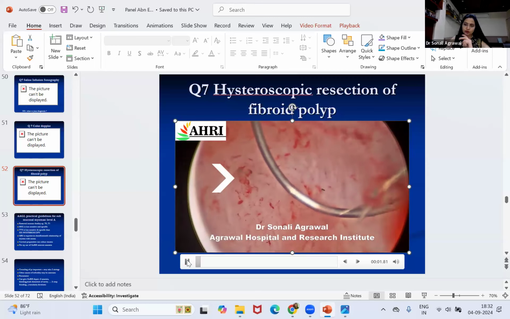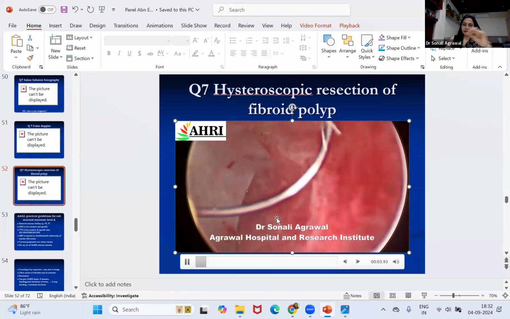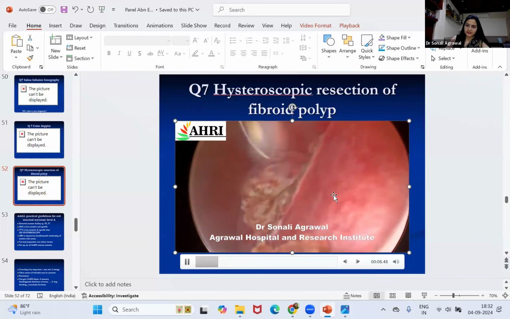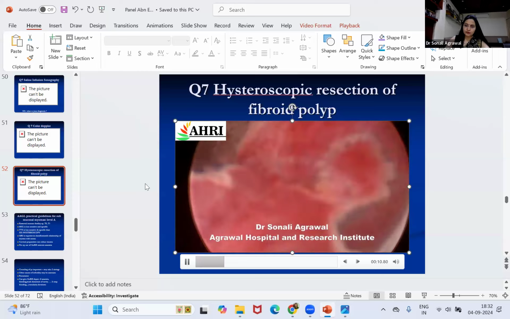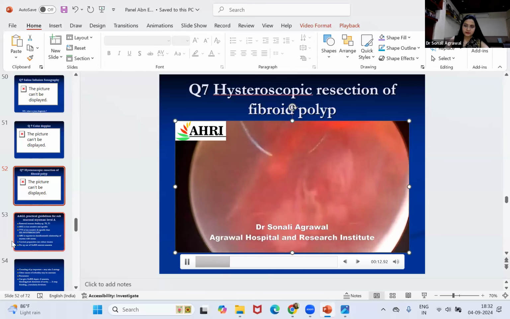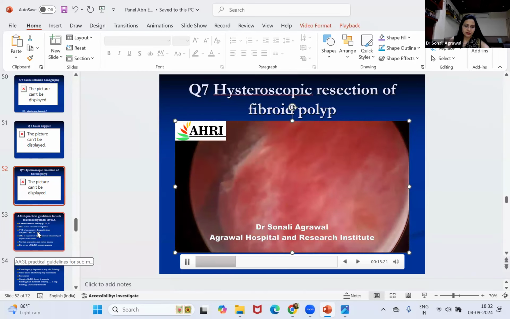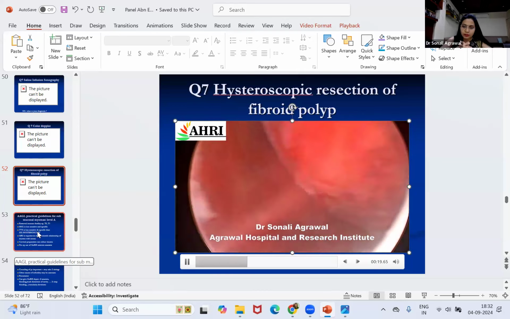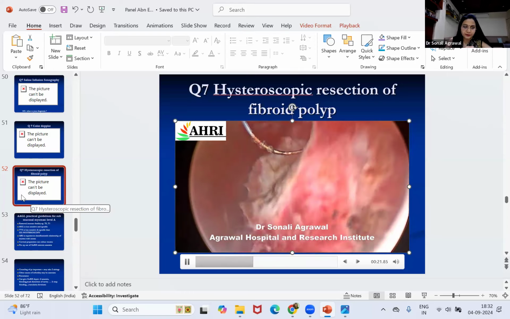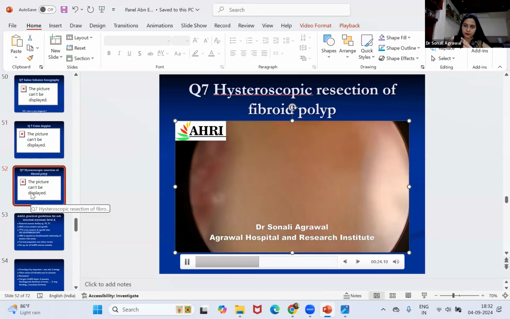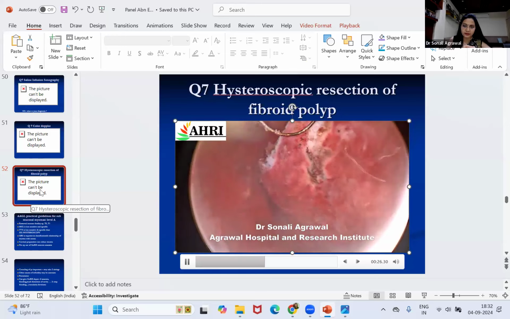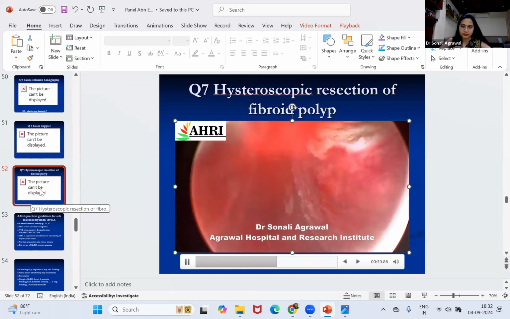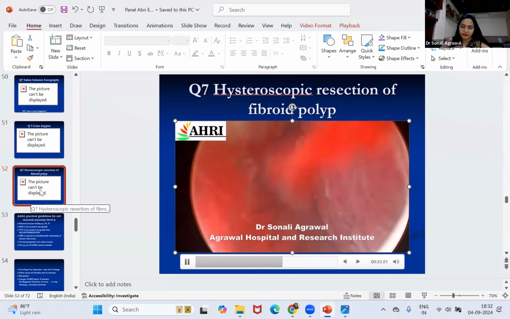So we did a hysteroscopic myomectomy of this patient. You can see this is the broad-based myoma, and we did a hysteroscopic myomectomy. So what all, Doctor, would you like to tell, what precautions we should take while doing this hysteroscopic myomectomy? And what do you explain to a patient before taking it?